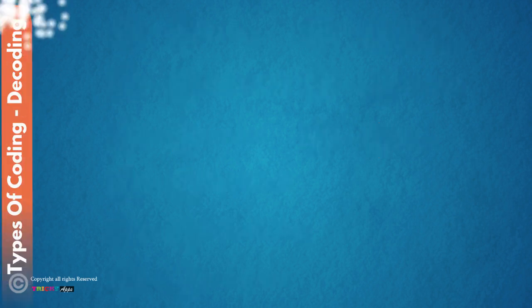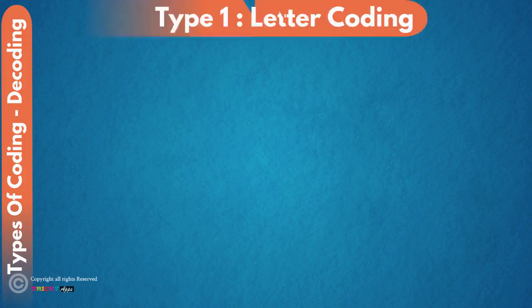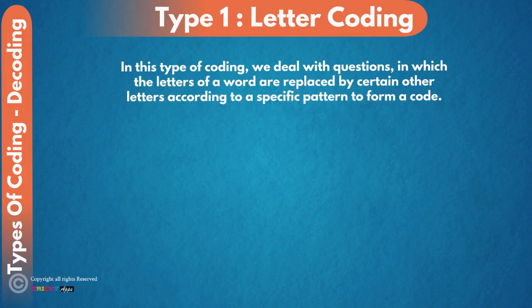Now, let us see the types of coding decoding. Type 1. Letter coding. In this type of coding, we deal with questions in which the letters of a word are replaced by certain other letters according to a specific pattern to form a code. You have to detect the coding pattern and answer the questions that are asked based on the coding pattern.